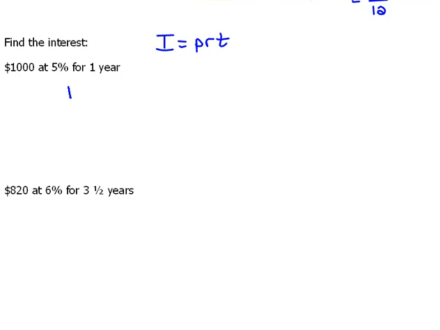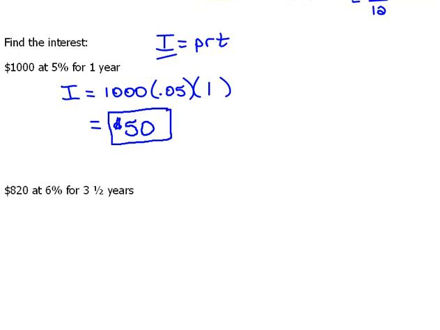So in order to find this, we'd say, well, our interest will equal the principal, which is $1,000, times the interest rate. Remember, that has to be in decimal form. So if we're working with 5% interest, that would be 0.05. And then times the time in years. So we're dealing with 1 year. Now for this, we can just work this out on our calculator. Just multiply 1,000 times 0.05 times 1, and we should get $50. That's really all there is to simple interest problems.